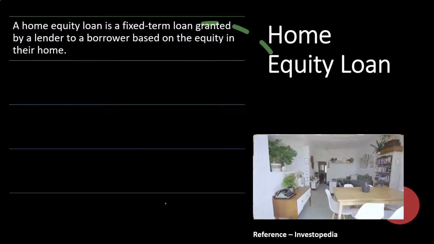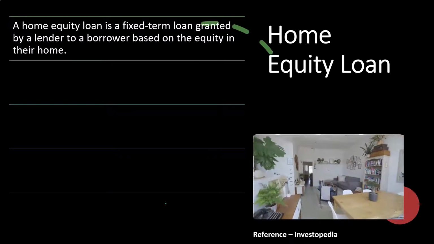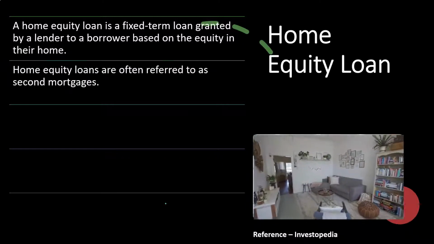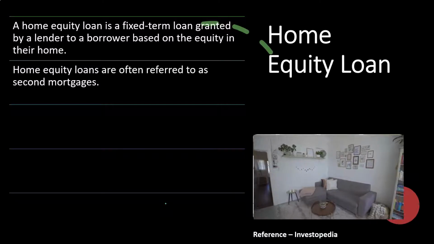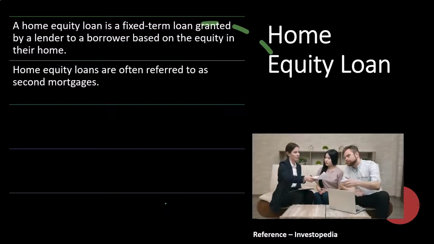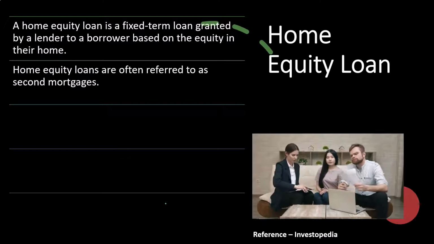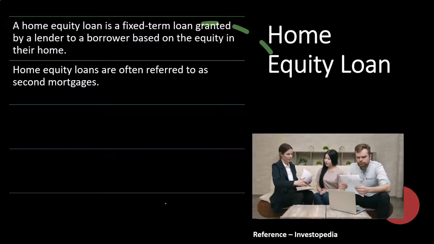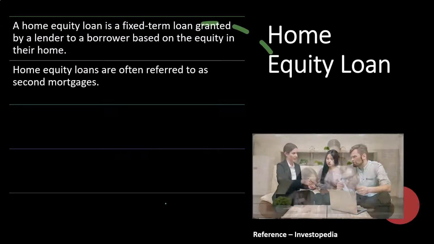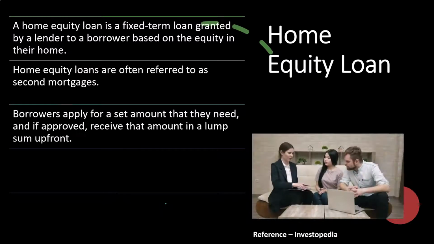A home equity loan is a fixed term loan granted by a lender to a borrower based on the equity in their home. So it's going to be a loan based on the equity, the difference in the home value, and by having a difference or equity in the home, they have some more safeguard because they can put the home on as collateral, and then they have that security for the lender, which allows them hopefully to give more favorable terms. Home equity loans are often referred to as second mortgages.